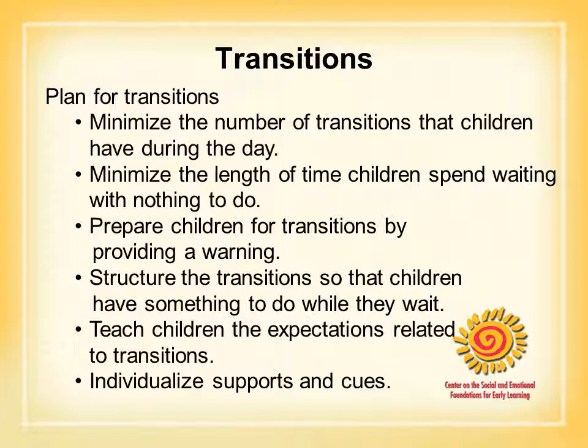Teach children the expectations related to the transitions. For example, the choo-choo song stops as soon as we get out into the hallway because we don't want to disrupt other classes. We also don't put our hands on other people. We're our own little trains. No touching anybody else's caboose.